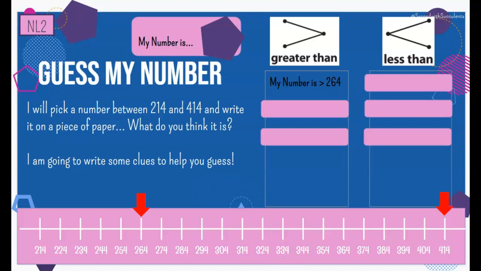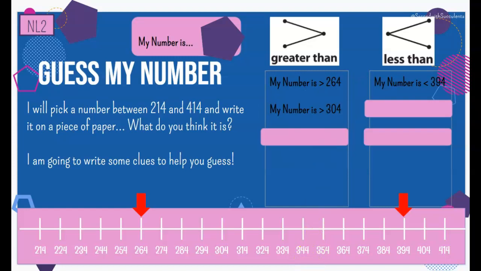Does that give you enough information to know that my number is between 264 and 414 to make a good guess? Thumbs up or thumbs down? Thumbs down. We need a little more information. There are too many choices. Let's look at one more clue. My number is less than, it's my little monster jaw trying to eat 394. It's less than 394. Let's move our arrow. Do you have enough information? Big thumbs down. We just don't know yet. How about one more clue?